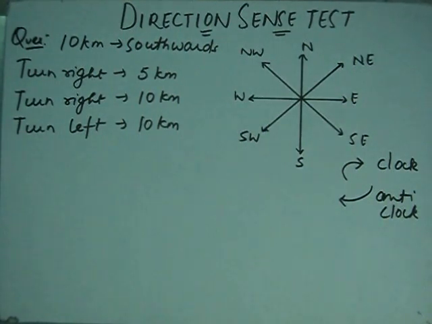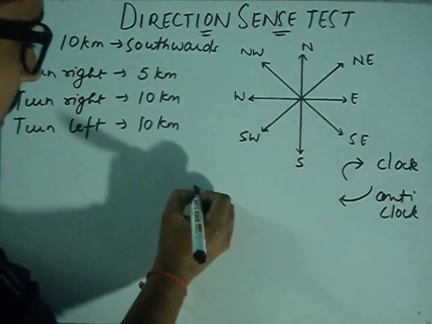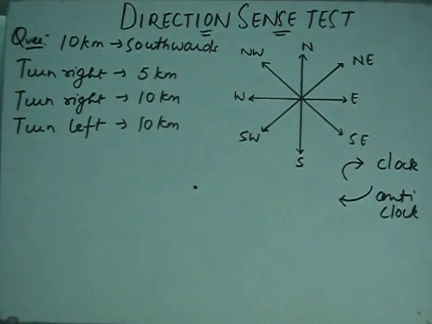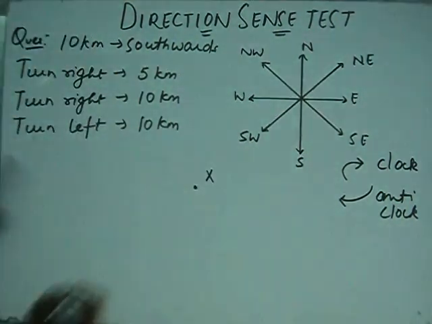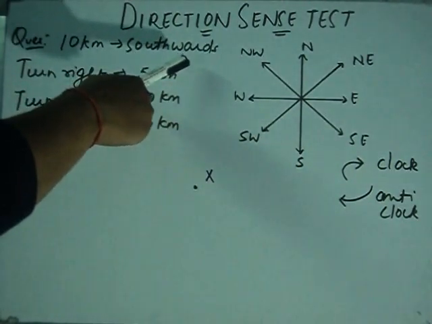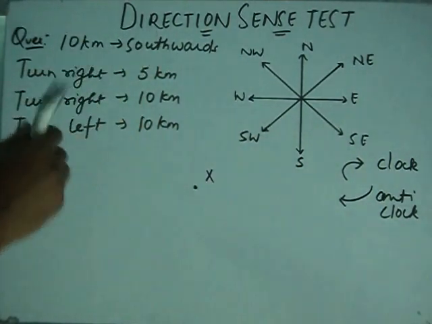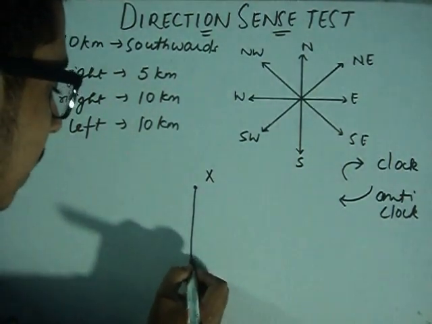So I have to find the final destination, find the difference between final destination and the initial destination. Suppose I am at this point. Okay, here I can take it as x. So according to this, he is saying that he moves 10 kilometers in the southward direction. Means I would travel in this direction, like this.